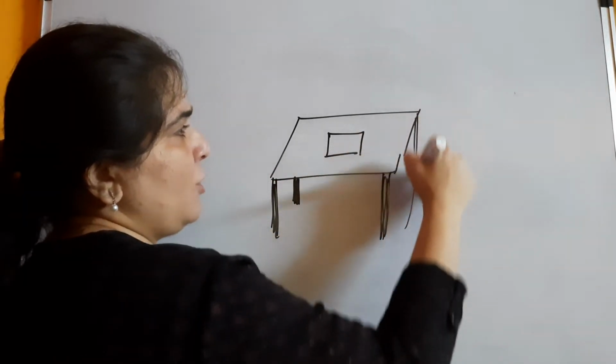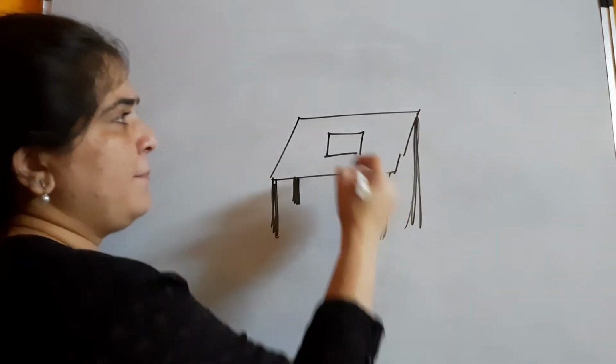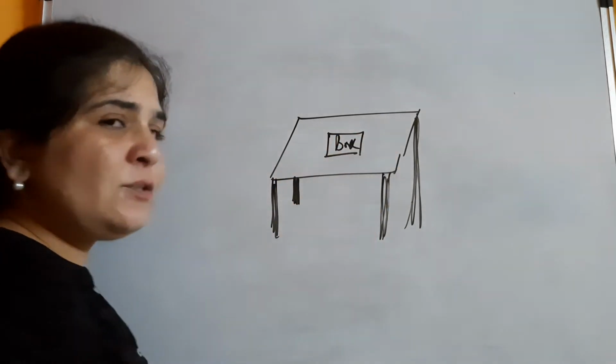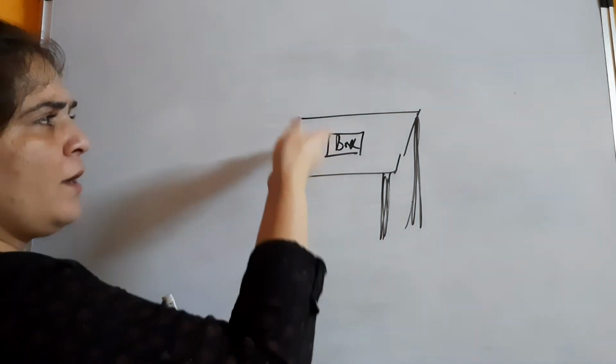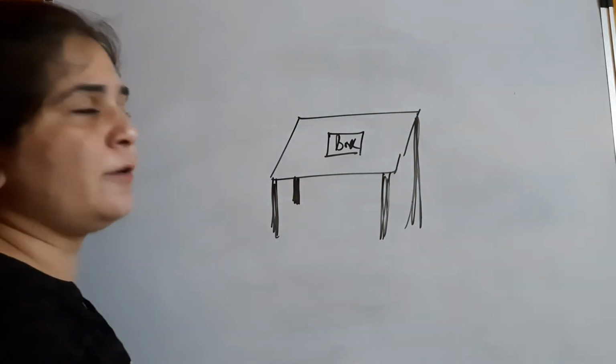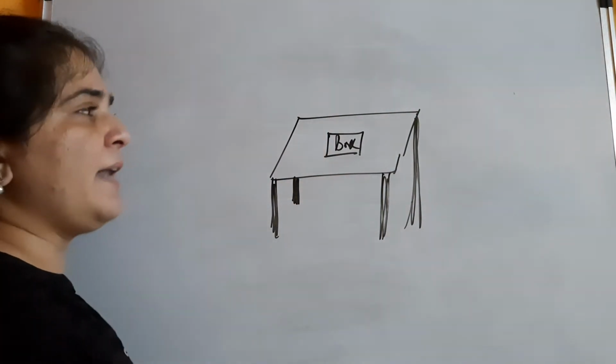and a book is kept on top of it. This follows Newton's third law. Now how to explain? It's a very simple thing. Book rakha hai table ke upar. How is it following Newton's third law? How do we have to prove it actually?